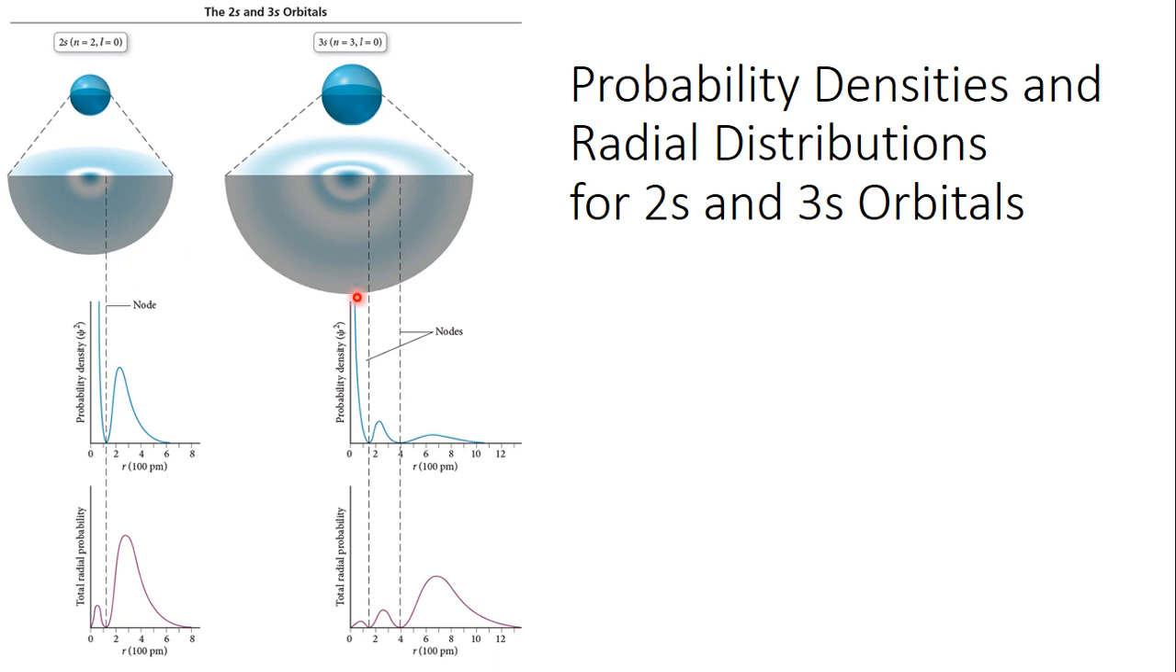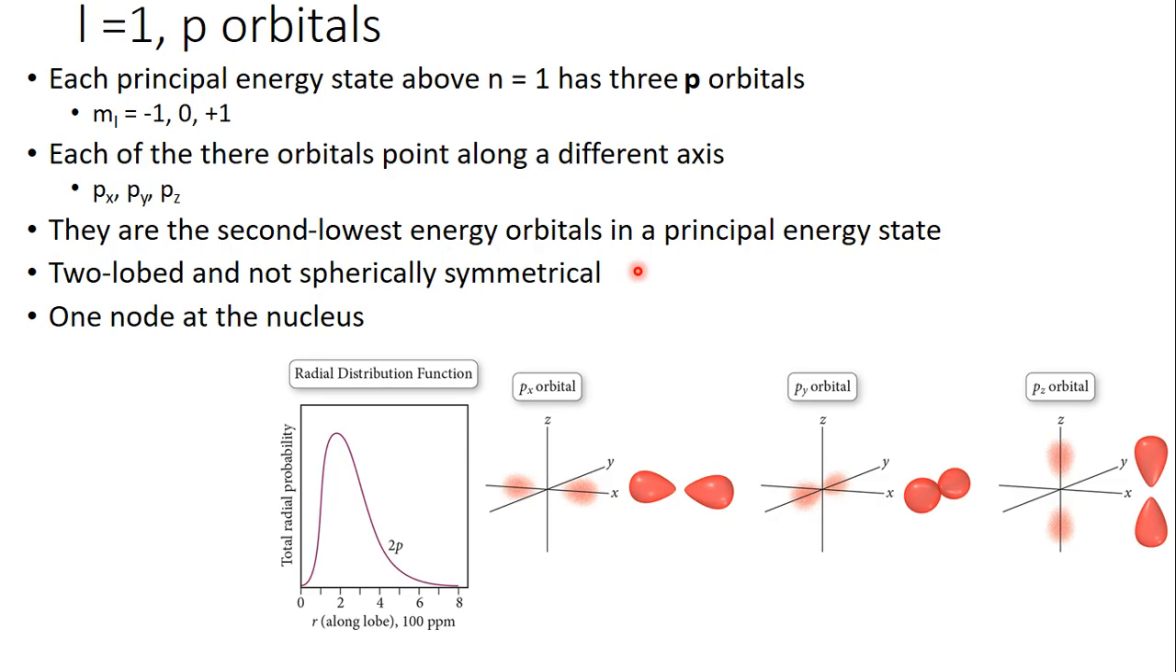So for 3s we have 2 nodes now, and you can see in the probability distribution our third sphere is the biggest by far, and since it has more area, you're more likely to find your electron there compared to this inner sphere or this inner sphere. Okay, so that's the 2s and 3s orbitals' radial distribution functions.